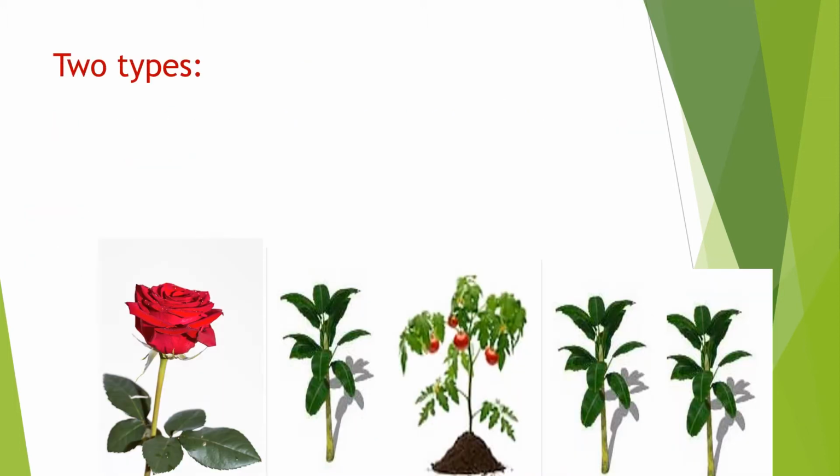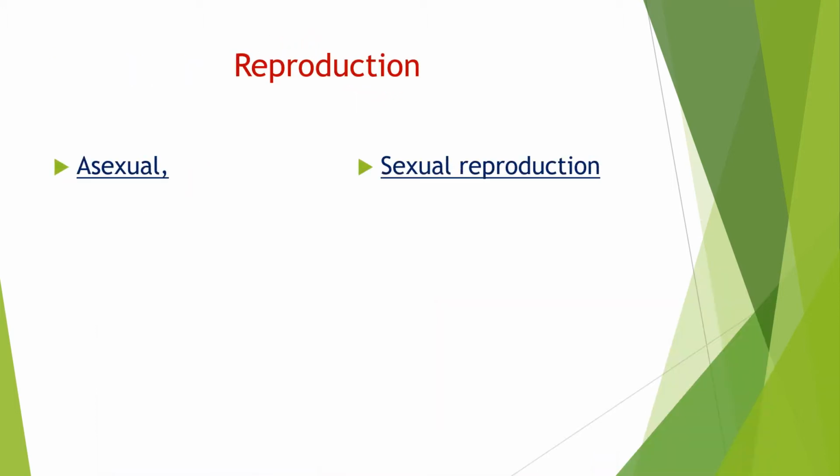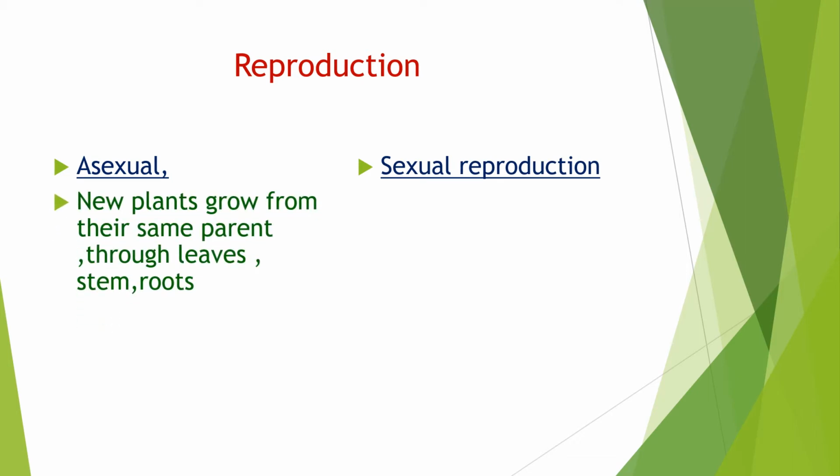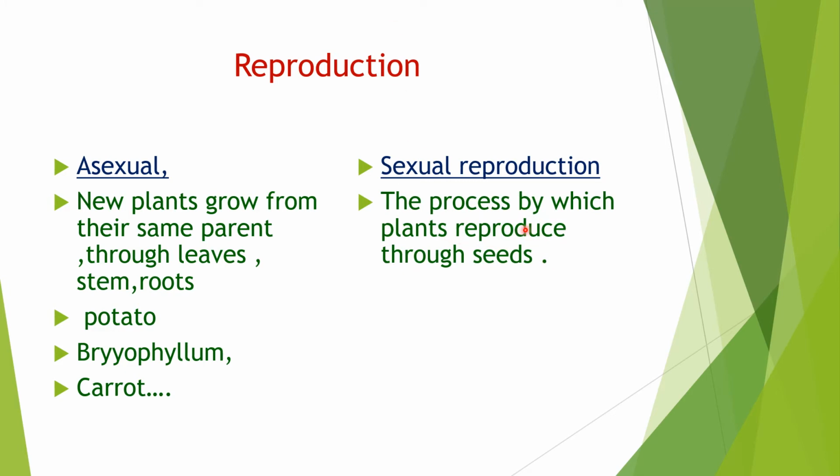So, how do plants reproduce their young ones? There are two types: asexual reproduction and sexual reproduction. Asexual reproduction means new plants grow from the same parent through leaves, stems, roots. For example, potato, bryophyllum, carrot. Sexual reproduction is the process by which plants produce seeds. For example, hibiscus, watermelon and so on.